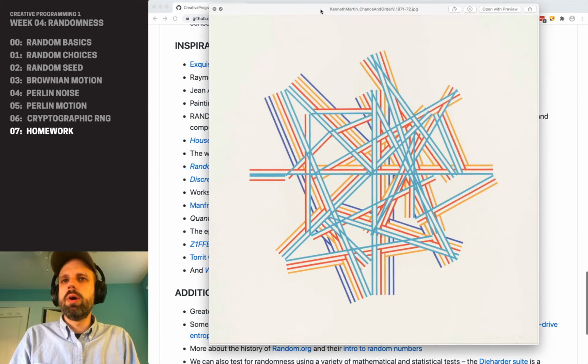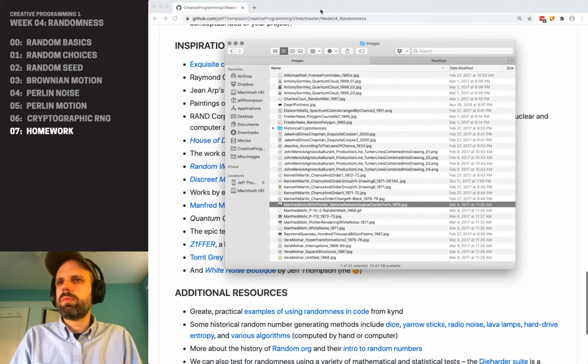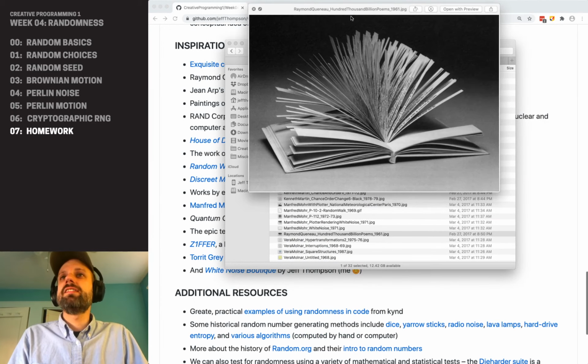Oh, here's a couple more. Black and white one. Again, we start to think about like, oh, how could I make this in Processing? We talked about Manfred Mohr. This is another favorite of mine.